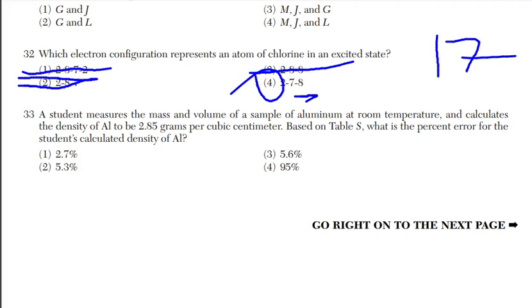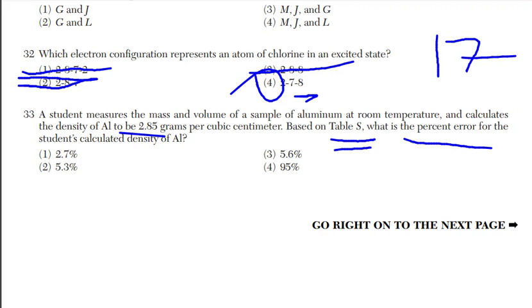33. A student measures the mass and volume of a sample of aluminum at room temperature, calculates the density of aluminum to be 2.85 grams per cubic centimeter. Now it says based on Table S, what is the percent error for the student's calculated density? Percent error, the formula for that is on Reference Table T, but what do we need to do? We need to go to Table S to get the actual value, the true value, the known value for the aluminum density, and then use that with the student value to figure out percent error.